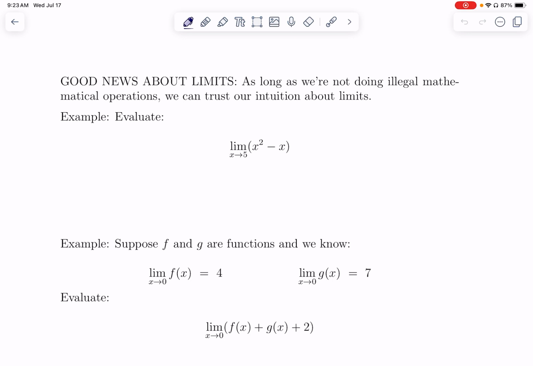As long as we're not doing some kind of illegal mathematical operation, right? We're not allowed to divide by zero. We're not allowed to take square roots of negatives. But if it feels like we're just doing normal math, then you can trust your intuition about limits. Right? So here's an example.